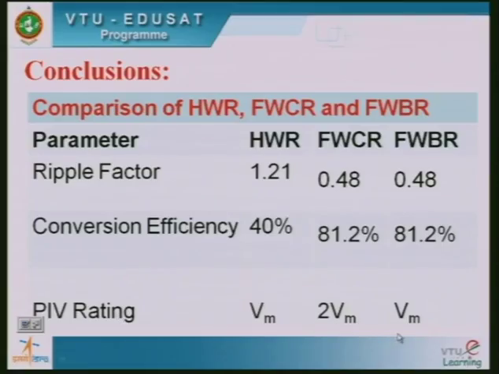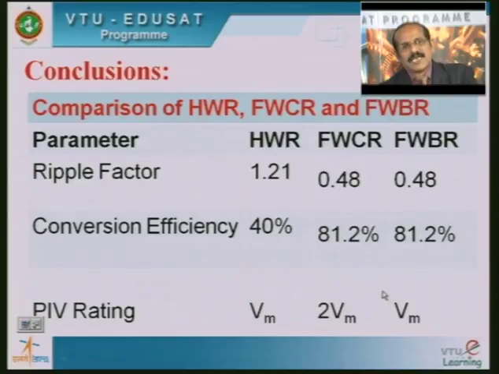Even though the full wave bridge rectifier uses 4 diodes, it provides a lower ripple factor, that is 0.48, and a higher conversion efficiency, that is 81.2%, and it uses diodes having a PIV rating of just Vm. What is the advantage of this lower PIV rating? The bulkiness, that is the size, of the diodes used in the rectifier reduces, and also the cost of the diodes used in the bridge rectifier reduces.